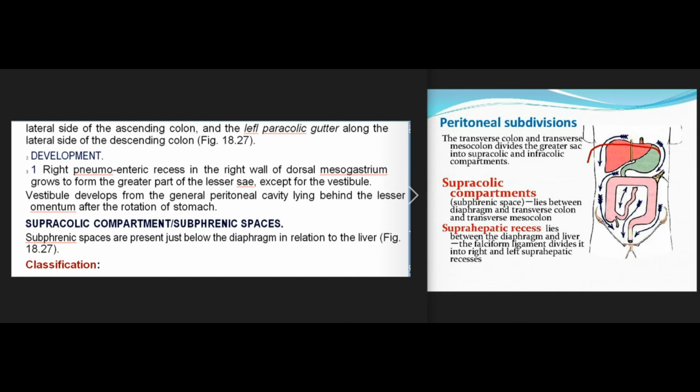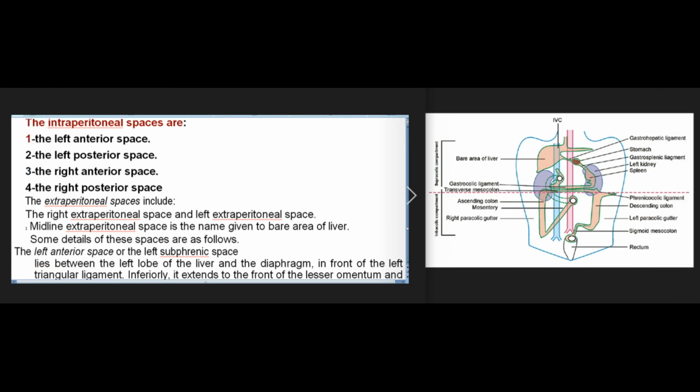The vestibule develops from the general peritoneal cavity lying behind the lesser omentum after the rotation of the stomach. Supracolic compartment, subphrenic spaces. Subphrenic spaces are present just below the diaphragm in relation to the liver, Fig 18.27. Classification. The intraperitoneal spaces are: 1. The left anterior space. 2. The left posterior space. 3. The right anterior space. 4. The right posterior space. The extraperitoneal spaces include the right extraperitoneal space and left extraperitoneal space.